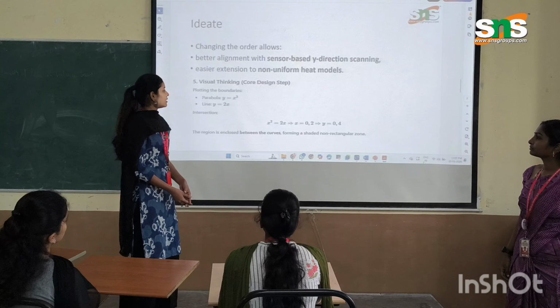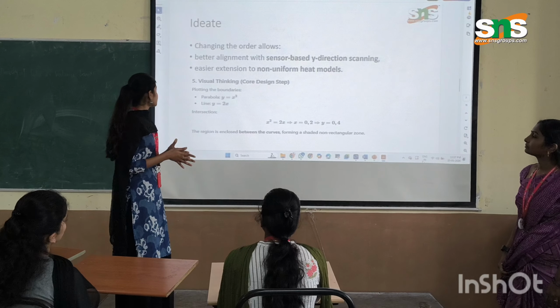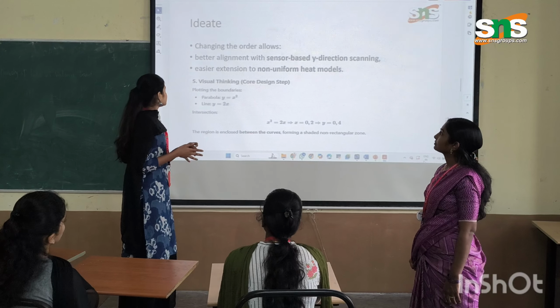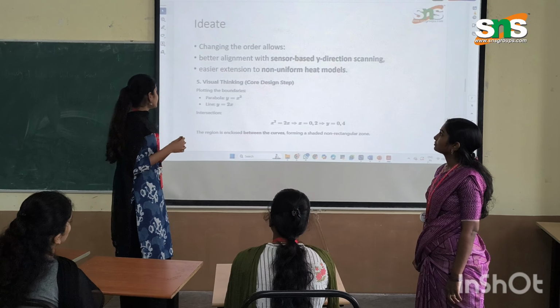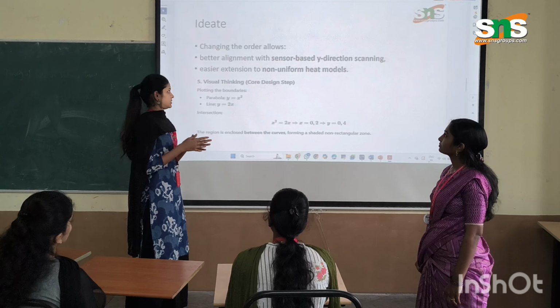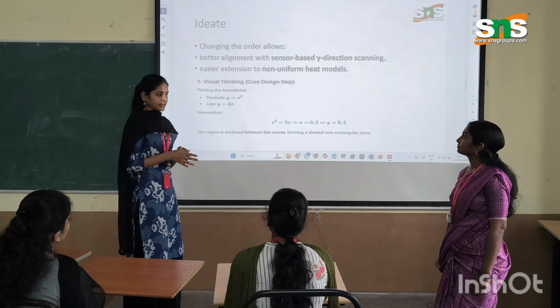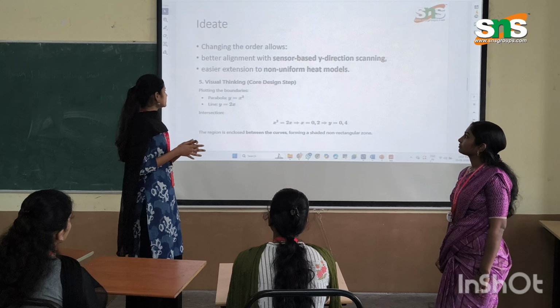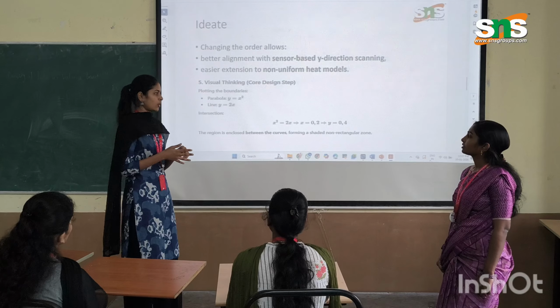Next slide. Next, move on to the ideal stage. Here, in this stage, we are going to change the order. By changing the order, we get better alignment with sensor-based scanning in y direction. It is easier to extend to non-uniform heat models.